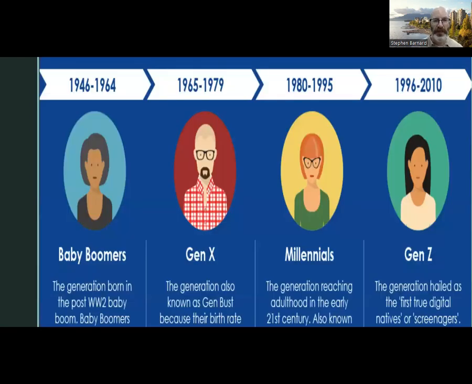Okay, so today I will be talking about the baby boomers, Generation X, the millennials, and Generation Z. The baby boomers, they were the generation born in the post-World War II baby boom. Generation X, and wow, he really does look like me, the generation also known as Generation Bust because of their birth rate. This was when the birth rate began to slow down. They were born between 1965 and 1979. The millennials, born between 1980 and 1995, were the generation that slowly reached adulthood in the 21st century. They're also known, I guess, as digital pioneers, which is a label that I strongly disagree with. And then there's Generation Z, the generation hailed as the first true digital natives, or screenagers, which I think is an interesting term, screenagers.